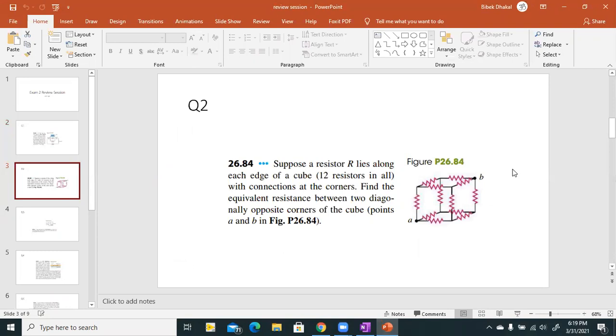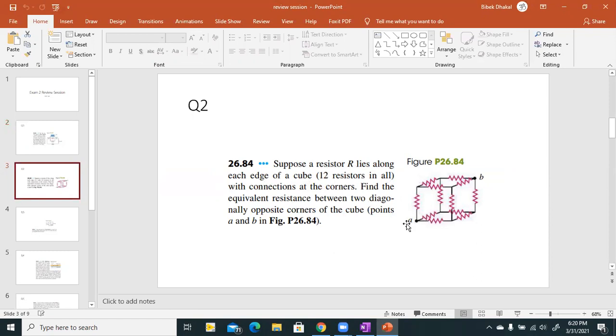Problem number 2. It's a very challenging problem. It's a cube that has a resistor on each of its edges. Suppose there is a resistor R along each edge of the cube, so there will be 12 resistors, and all of them are similar. You need to find the equivalent resistance when you pass the current from point A to point B.